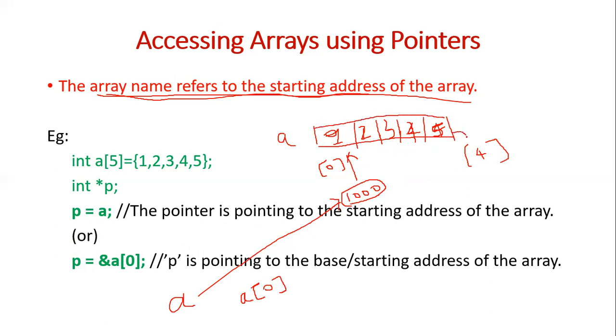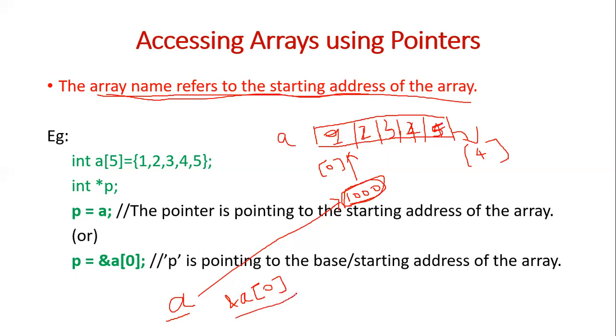Yes, so the last index is a of 4. a of 0 refers to this particular value 1, but using a of 0 you can also get this address. Just add an ampersand here. When you say ampersand, what does it mean? Address of a of 0. When you say just a of 0, it refers to the value 1. But when you say ampersand a of 0, it refers to the address of a of 0. What is the address of a of 0? 1000. So this starting address can be accessed either by using just a or by using address of a of 0.